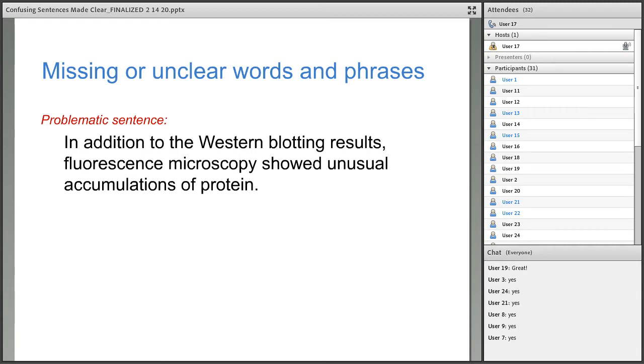Here's another example in which a phrase is modifying the wrong thing. In the sentence, "In addition to the Western blotting results, fluorescence microscopy showed unusual accumulations of protein," the phrase "in addition to the Western blotting results" incorrectly modifies fluorescence microscopy. That doesn't make sense because fluorescence microscopy doesn't show Western blotting results.